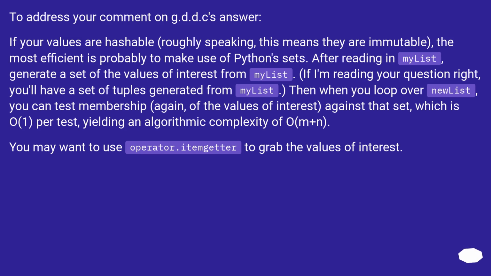If I'm reading your question right, you'll have a set of tuples generated from mylist. Then when you loop over newlist, you can test membership, again, of the values of interest, against that set, which is O(1) per test, yielding an algorithmic complexity of O(M+N). You may want to use operator.itemgetter to grab the values of interest.